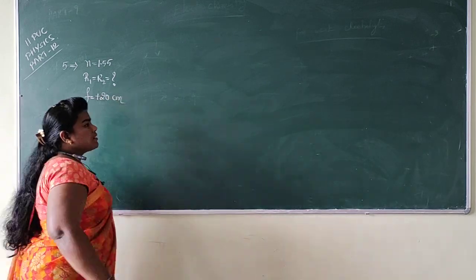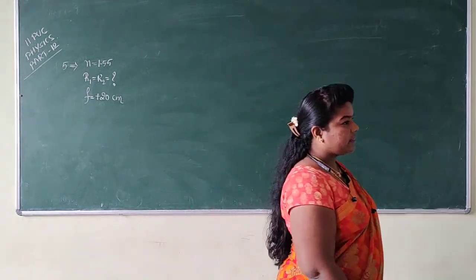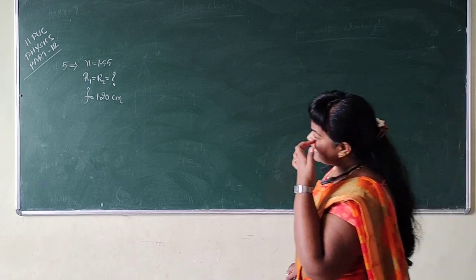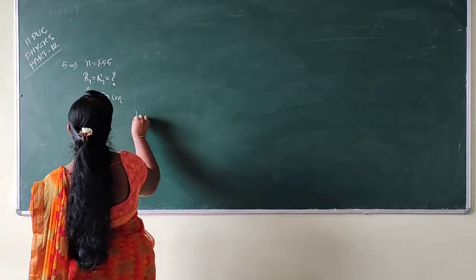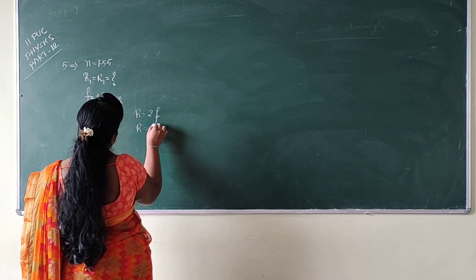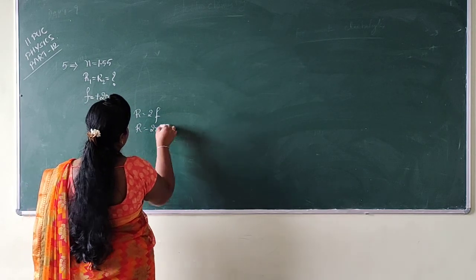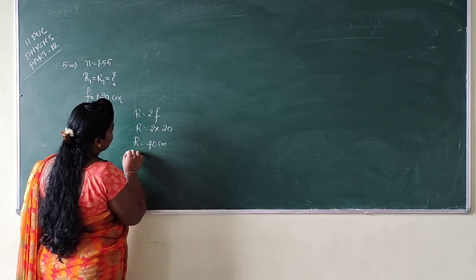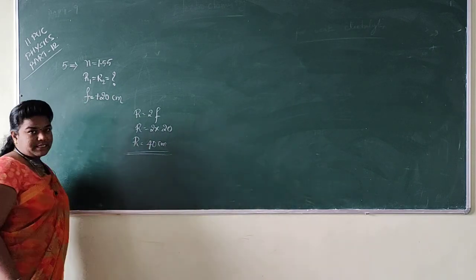So for a convex lens, the focal length is always equal to positive. Yes, here it is an easy thing to calculate. As I said before, the capital R is equal to 2 times F. So R is equal to 2 into 20, which is 40. So R1 and R2 both are equal to 40 centimeter.